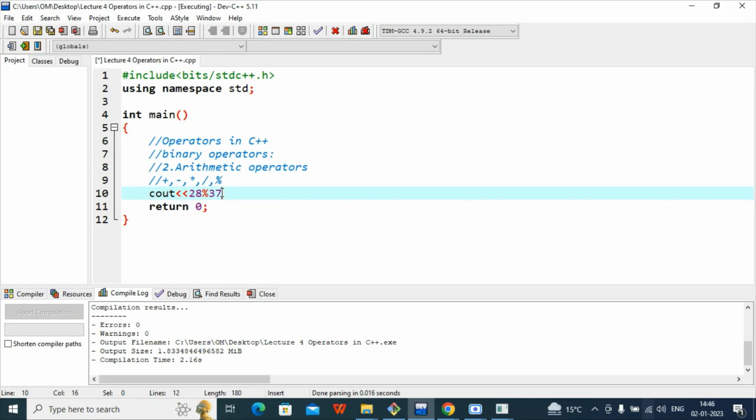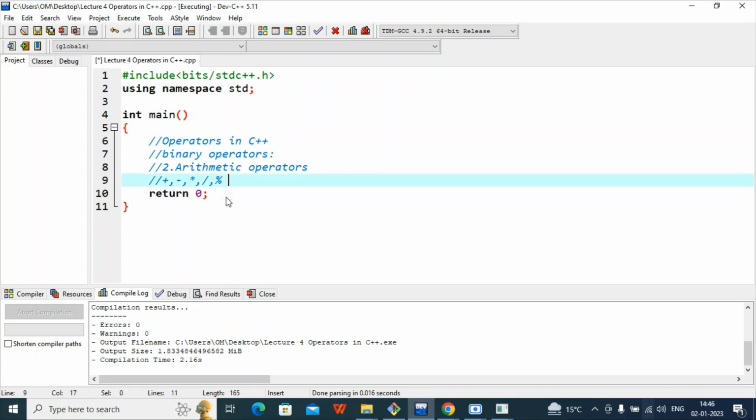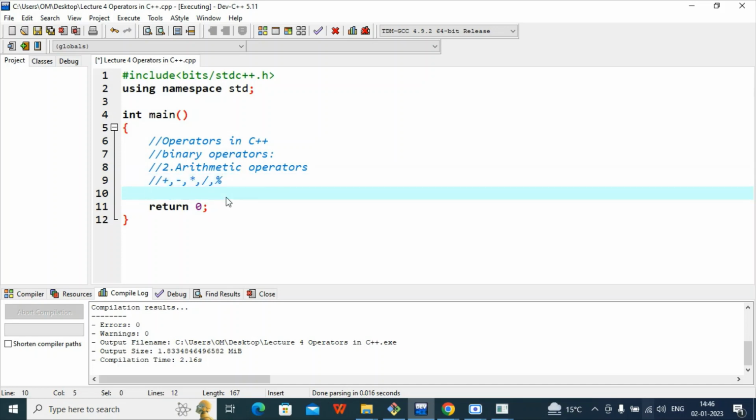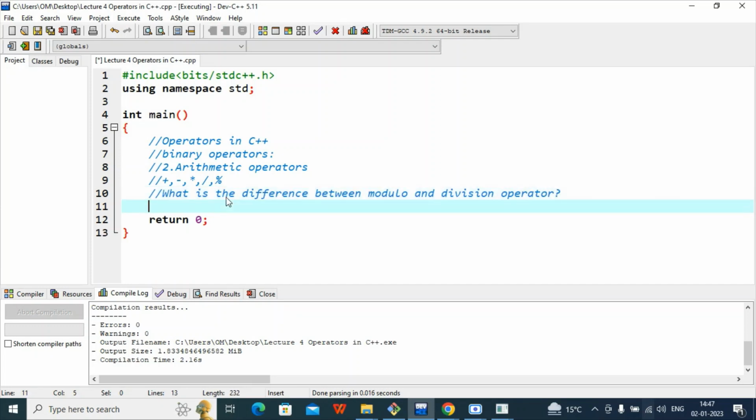Okay, so let me tell you something very interesting. This makes me feel confused sometimes while I program something. That's why I want to clear out some confusion, right? So, what is the difference between modulo and division operator? What is the difference between modulo and division operator, right?